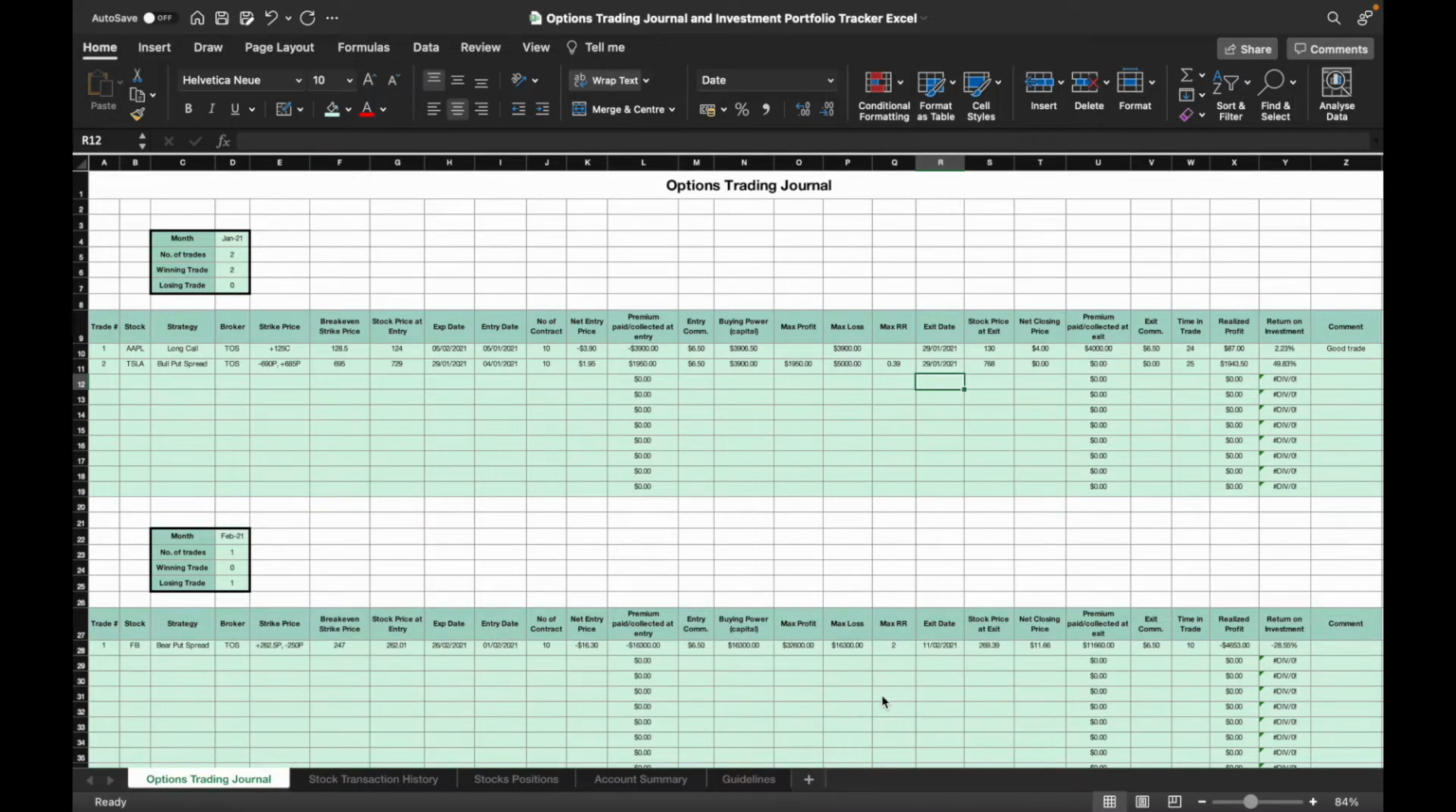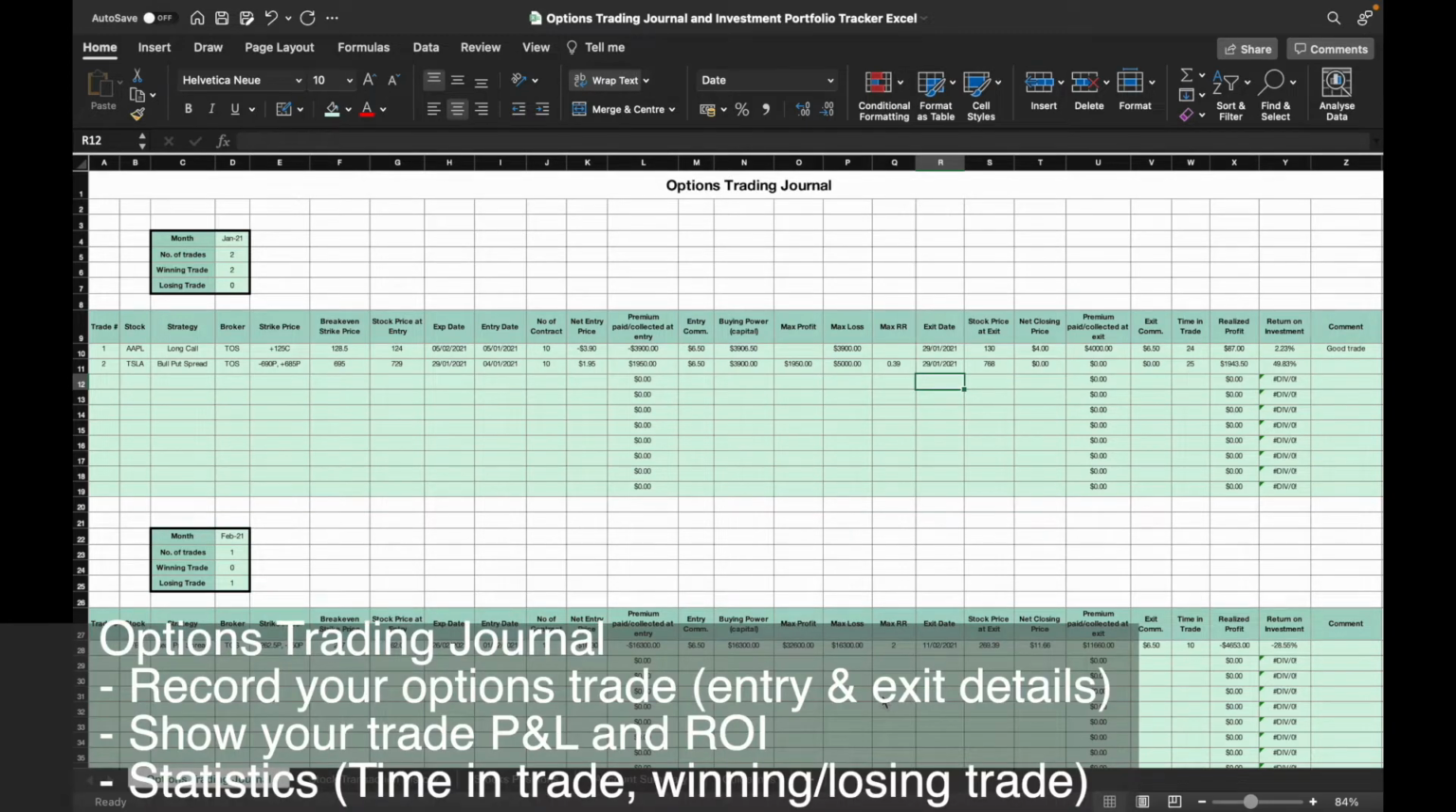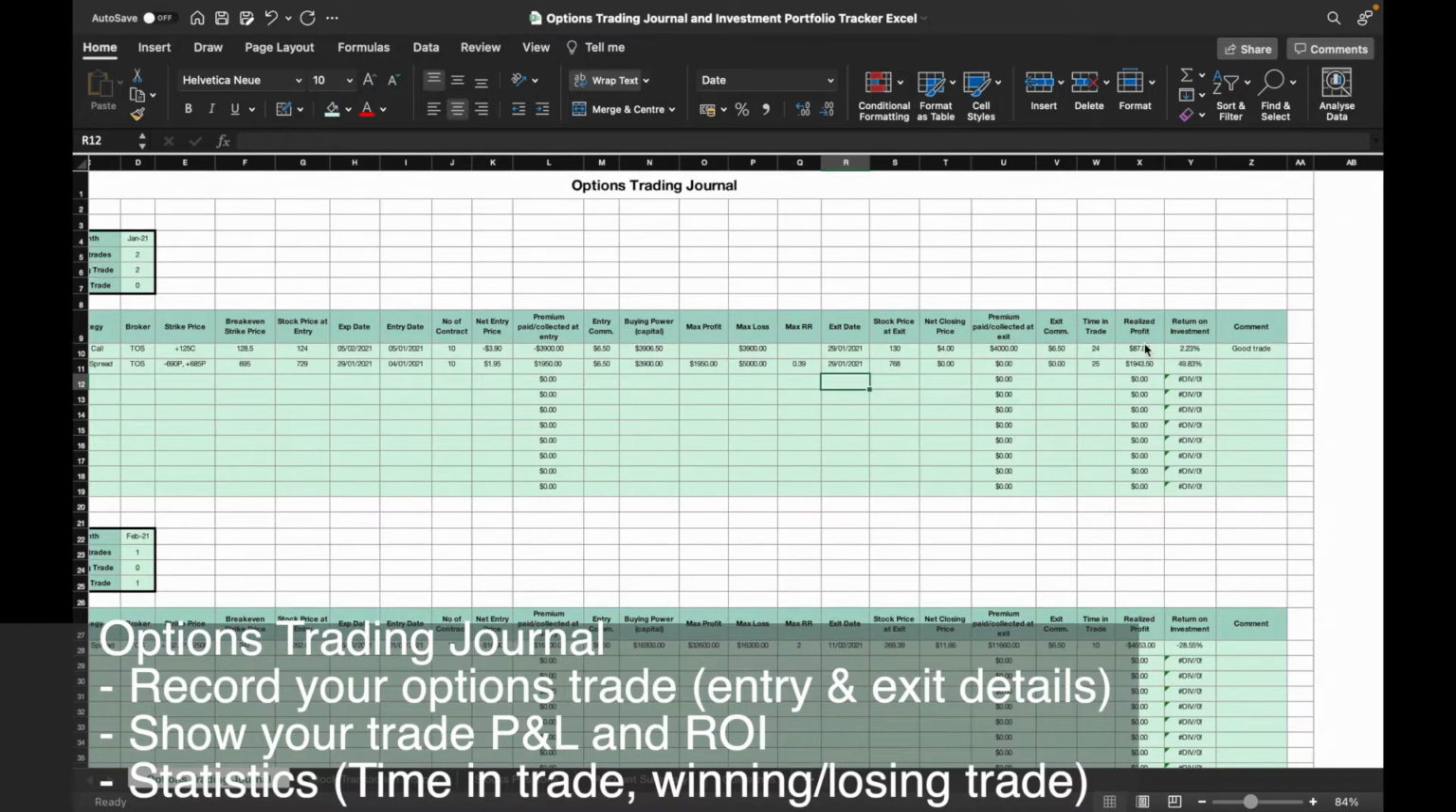First of all, I will do a quick overview of this spreadsheet. This spreadsheet is divided into three parts. The first part is the option trading journal. This is the place where you input all the option trade details so that you can get realized profit and return on investment from the trade.